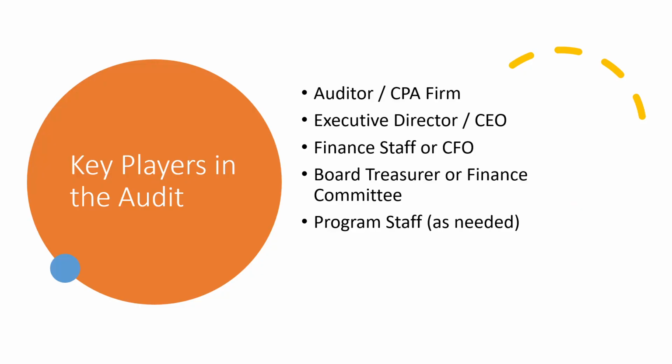The audit process involves several key roles: the external auditor or CPA firm, the executive director or CEO, finance staff or the CFO, the board treasurer or the finance committee, and program staff as needed for documentation and clarification.